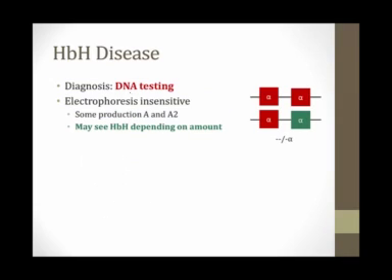Hemoglobin H disease is usually diagnosed with DNA testing. Electrophoresis can be used, but it's somewhat insensitive in this condition. That's because these patients produce some amounts of normal hemoglobins like A and A2. You can see hemoglobin H disease on electrophoresis, but you may not see much.